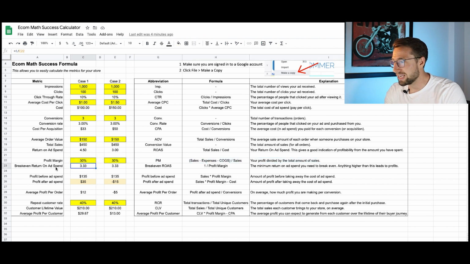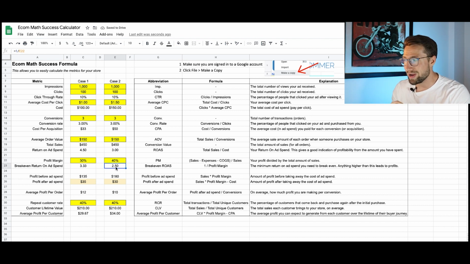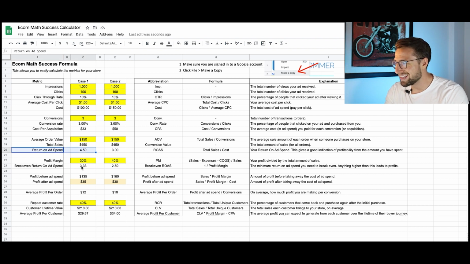But this calculates your break-even ROAS. It's a very simple formula that I talk about in a lot of my videos: 1 divided by your profit margin. So you see for both of these, if I increase the profit margin here to 40%, suddenly the break-even ROAS lowers. So basically what this means is that we need the return on ad spend to be greater than this, and it's going to be profitable. So you see here, if I put this back to 30%, 3.33 is bigger than the actual return on ad spend. So I already know before I look at this amount, it's going to be a loss.